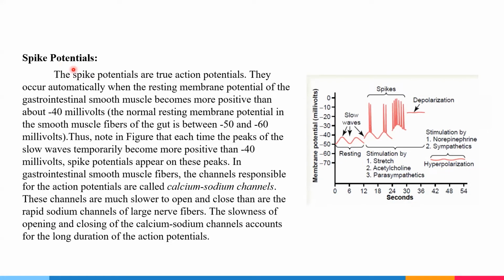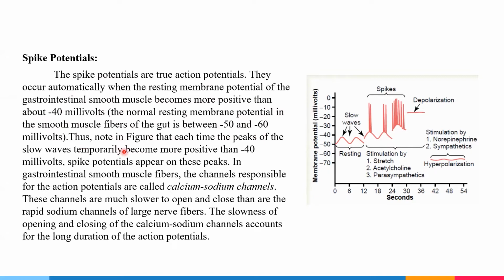Next, we look at the spike potentials. The spike potentials are the true action potentials. They occur automatically when the resting membrane potential of the gastrointestinal smooth muscle becomes more positive than about minus 40 millivolts. The normal resting membrane potential in the smooth muscle fibers of the gut is between minus 50 to minus 60 millivolts. And thus, during a spike potential, the membrane potential rises to above minus 40 and an action potential is generated.